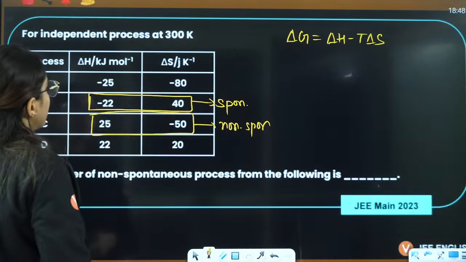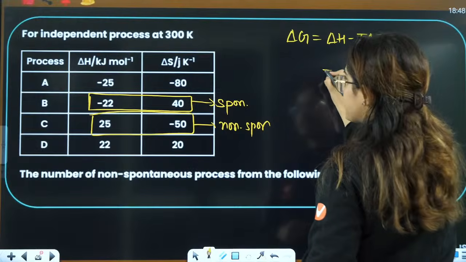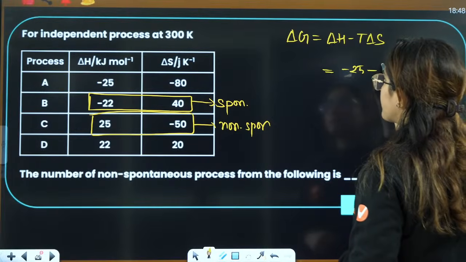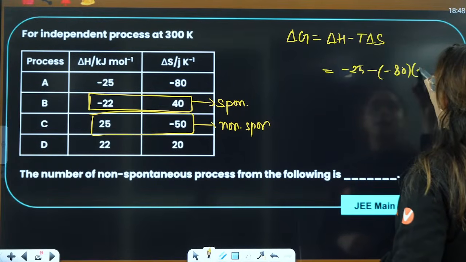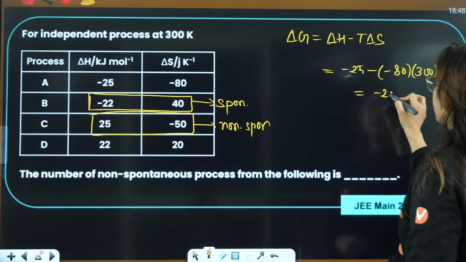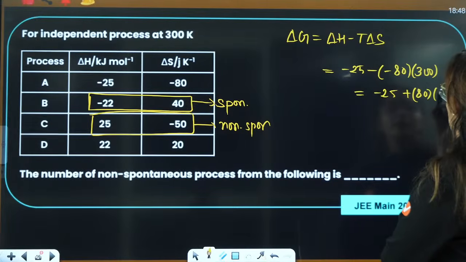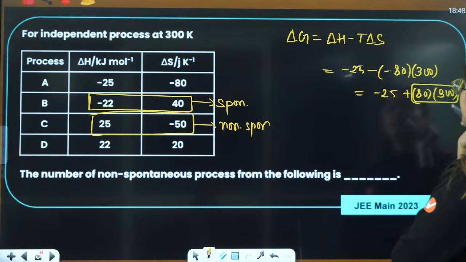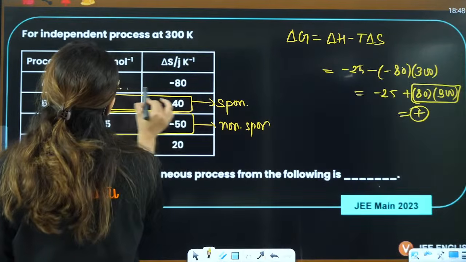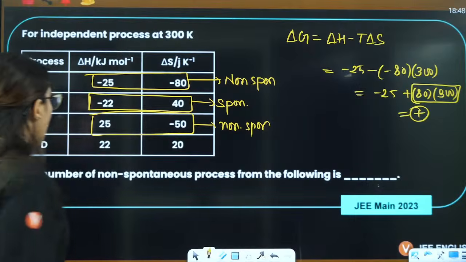What about this one? Both are negative. This is also negative, this is also negative. So it will become delta H, that is minus of 25. Temperature is 300. This will become minus of minus 80 plus of 300, right? You'll put it here, you will solve it. This is minus 25. Definitely it is greater. So it is 25 plus 80 into 300. Can I say, guys, this is definitely greater, right? So it is overall positive. So this is obviously going to be a non-spontaneous process.